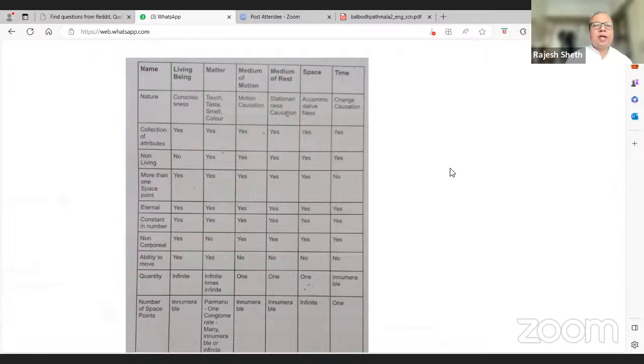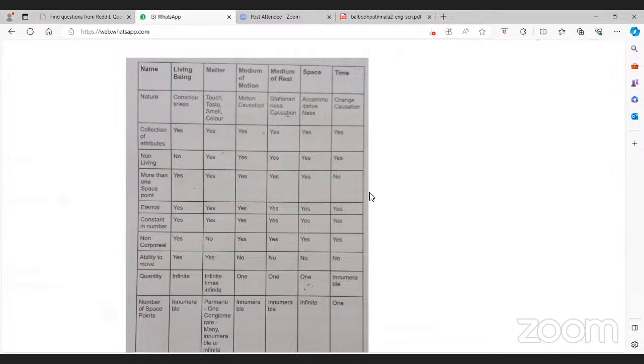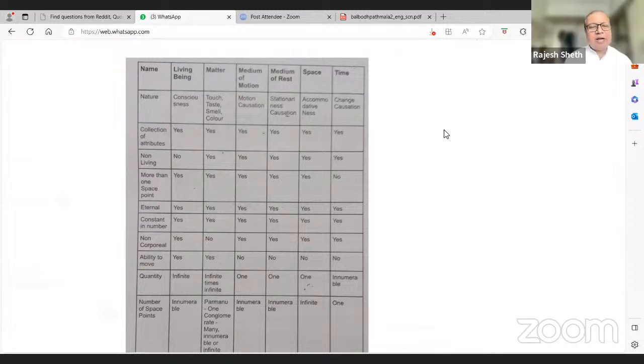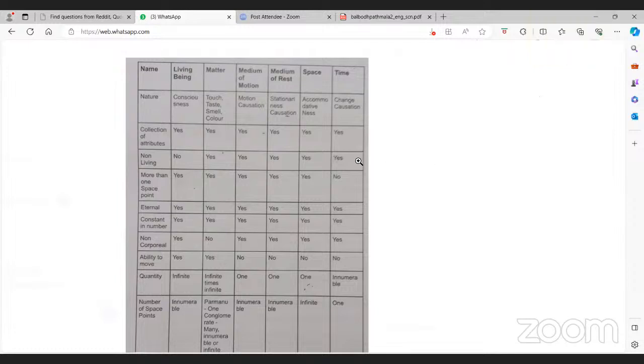So we were discussing about the quantity. So that is over. Infinite, infinite times infinite, 1, 1, 1, and innumerable. Okay. So if I ask you, which substance is of highest quantity? Time. Matter. Matter. What would be next? Living being. Living being. Very good. And then what? The time. Then the time. And then all together, medium of motion, medium of rest and space.